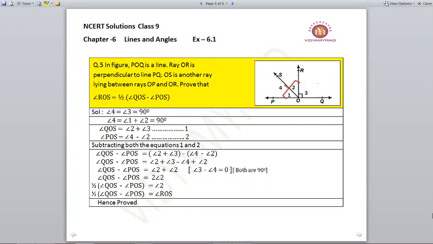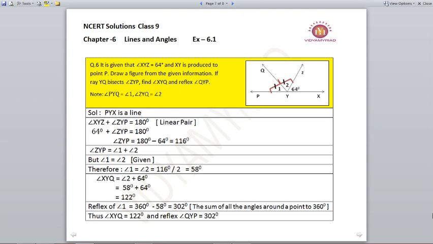Now, look at the diagram and see what is angle 3 and what is angle 4. Both are 90 degrees. So, when we subtract, we will get 0. So, in the equation, we are left with angle 2 plus angle 2, which becomes twice of angle 2. Take 2 to the other hand side, it will become half of angle QOS minus POS equal to angle 2. And what is your angle 2? The required angle ROS. And hence we have proved this.